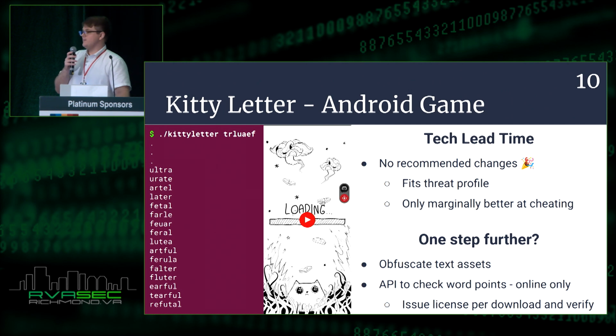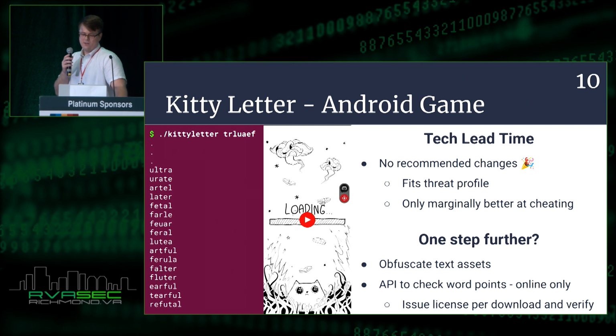But if you really insisted and you wanted to go one step further, there are two separate things you could do. One of them is obfuscate the text assets. I'm not sure if Unity supports this kind of thing natively, but if they do, that's what I would use. And if they don't, then you have to write your own custom solution for that. That'd be a little bit of work. Another thing that would probably be even more work is to write your own API check endpoint that would check if the word is valid and how many points the word has. This would make the game online only, so the gamers would get mad at you.